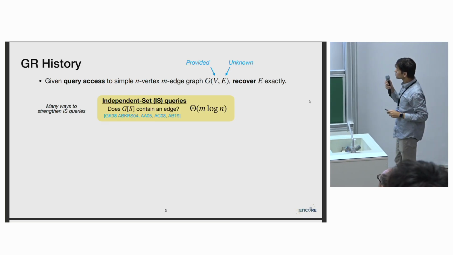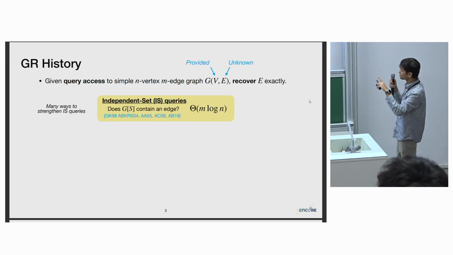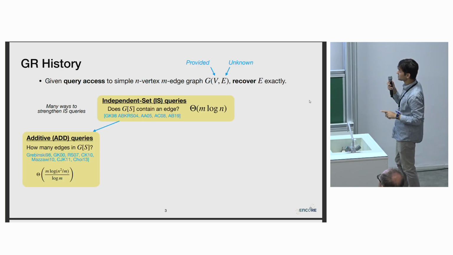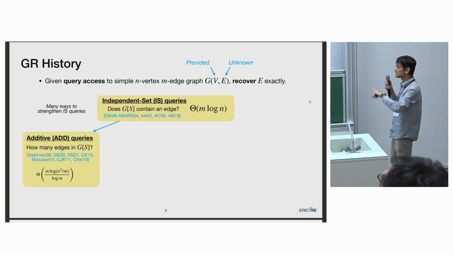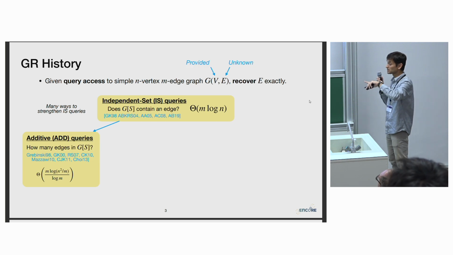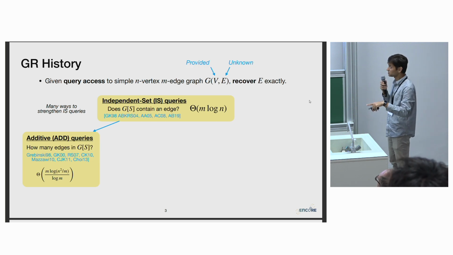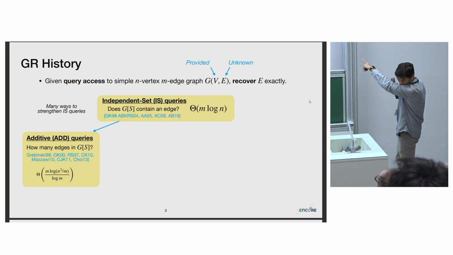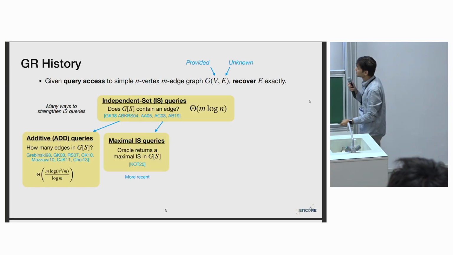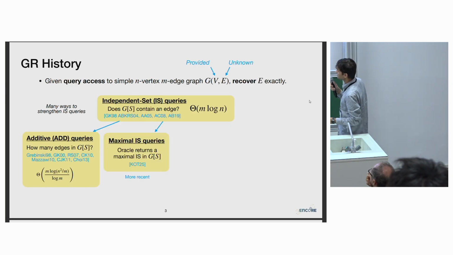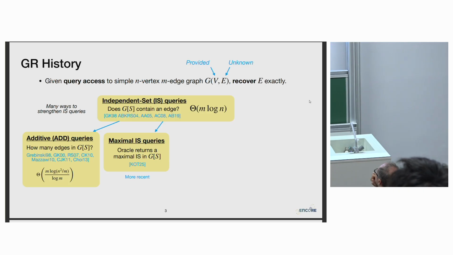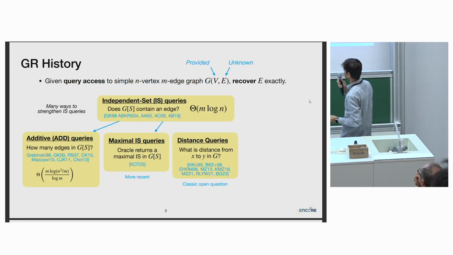So independent set queries talk about whether an induced subgraph contains an edge. There is a bunch of generalizations of this. One is, instead of asking whether there is an edge, you can give an answer of how many edges there are. This is called add queries, and it's also been studied in a bunch of papers which are listed over there. There is a maximal independent set query where you give a subgraph and ask to give a maximal independent set. This is a more recent work from this year.